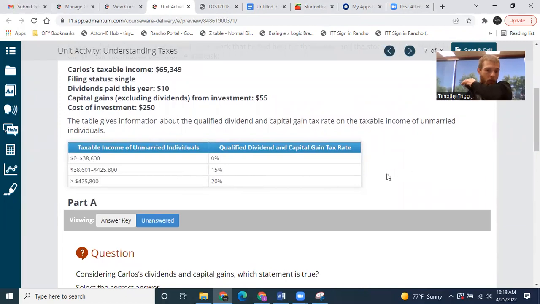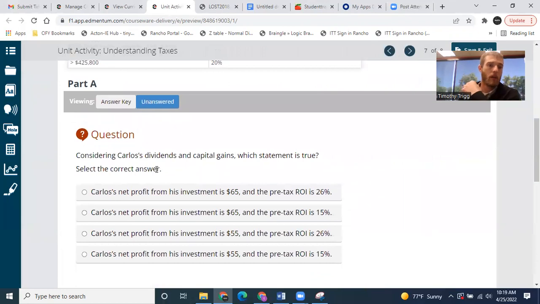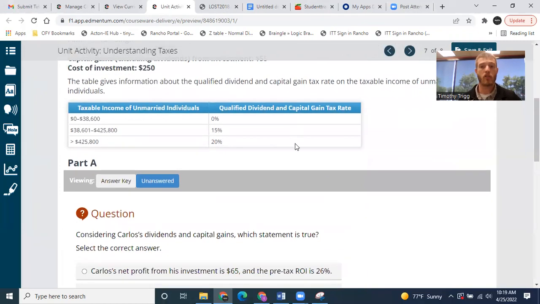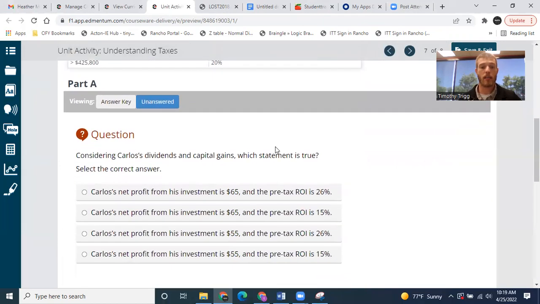Now let's take a look. Considering Carlos' dividends and capital gains, which statement is true? Select the correct answer. He earned $10 from dividends plus $55 in capital gains. So how much did he get? Well, that would be $65.